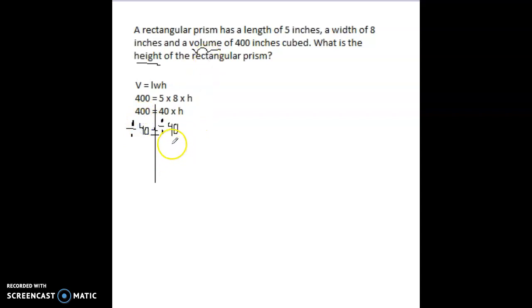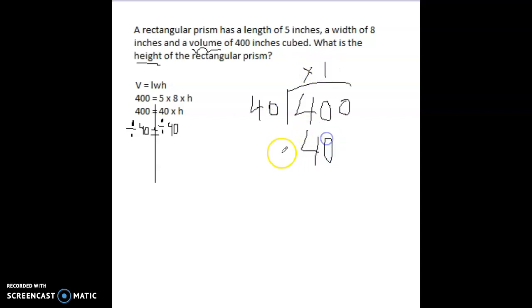Okay, so now let's look at the left side. The left side says 400 divided by 40. If you did that accurately, 400 divided by 40. Can't go into 4, goes into 40 once, and you're basically just left with zeros. Okay, but we got to finish it out. So 40 goes into 0 times. So on this side you get 10.